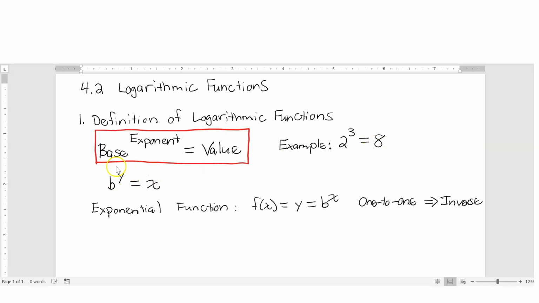And we can write this relationship as this: our base b to some exponent y will yield us some numerical value x. So b to the y equals x. Base to an exponent equals a value. Now, remember, our exponential function, f of x equals y, is the base b raised to some value x. Now, that is a one-to-one function. Remember, that language means that it does have an inverse function. But what is that inverse function?